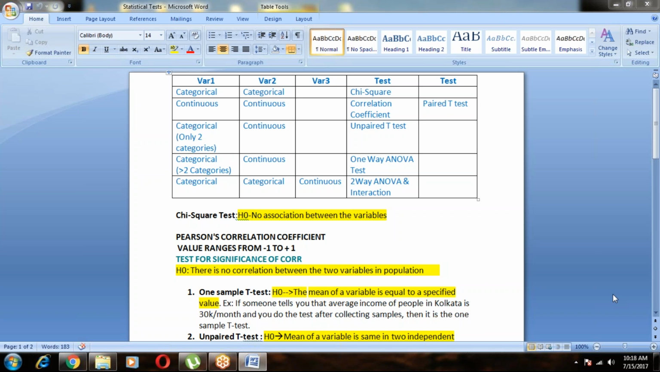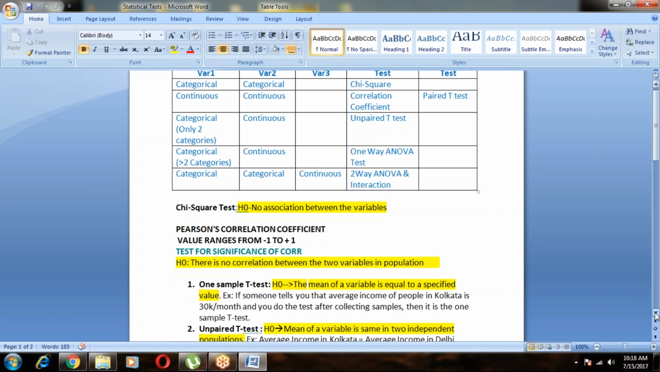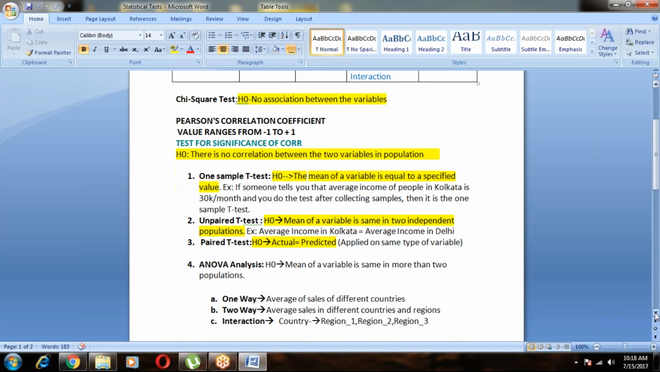In Pearson's correlation coefficient, what null hypothesis do you have? There is no correlation between the two variables, right? So if you find your null hypothesis is true, that means the variables you are testing are not related with each other. If you find that P is low, that means your null hypothesis is false, so at that time you can understand that they are related with each other.